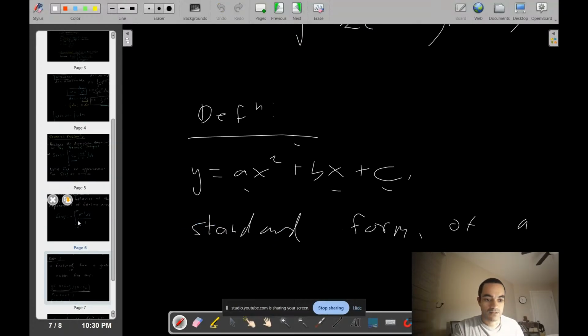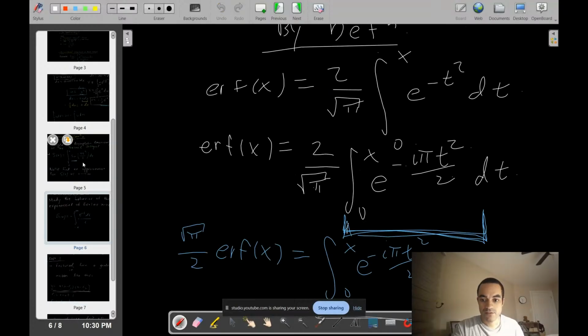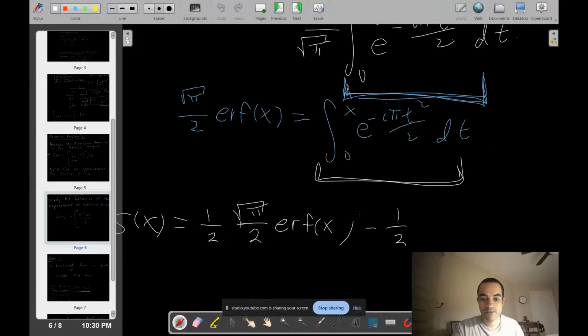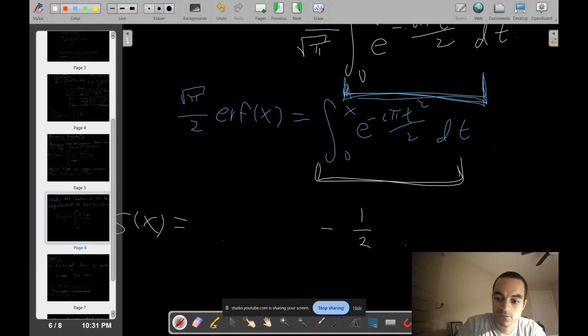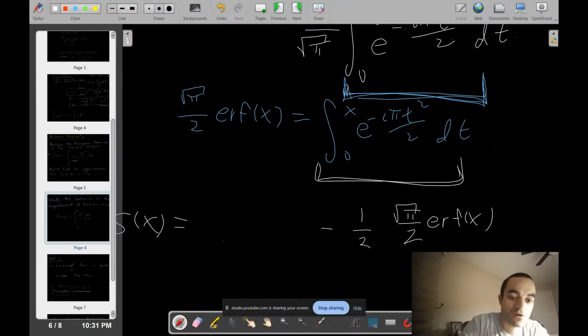The second one is the second part here. So this should have been the minus 1/2. Let me move that over. So what we did was we dealt with the second integral: minus 1/2 root pi over 2 times the error function as a function of x. The first part we don't know.